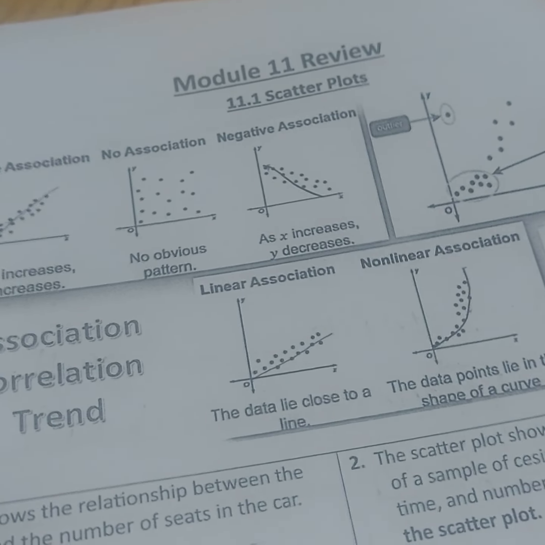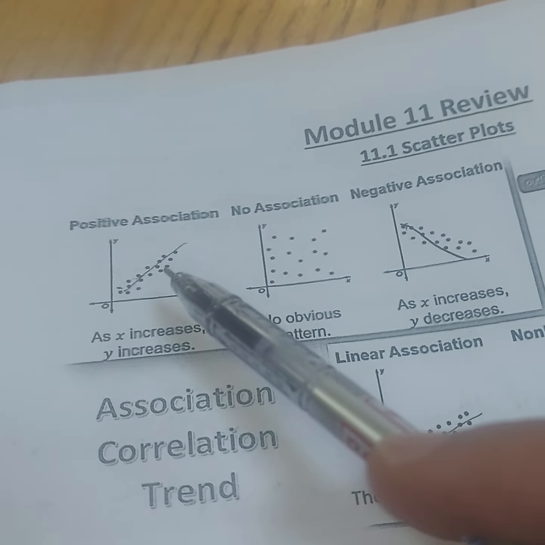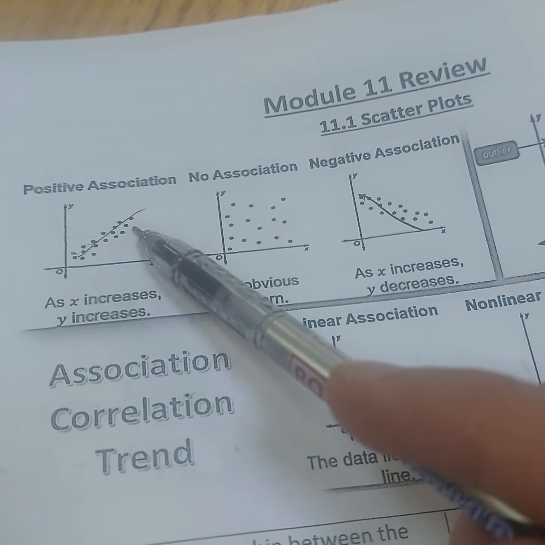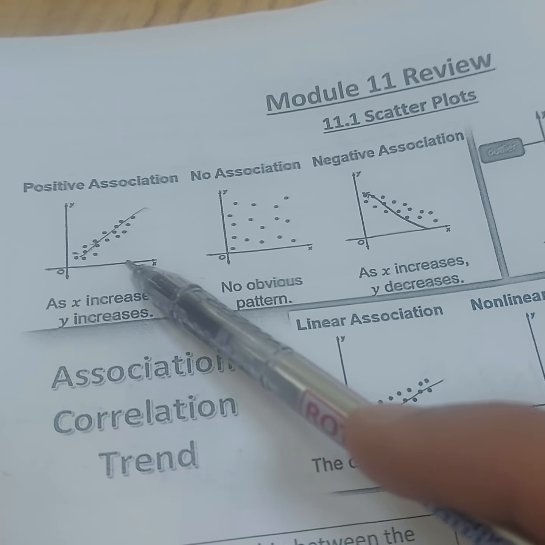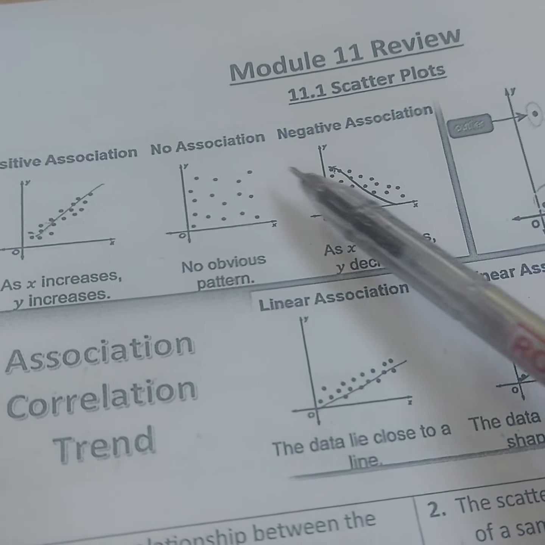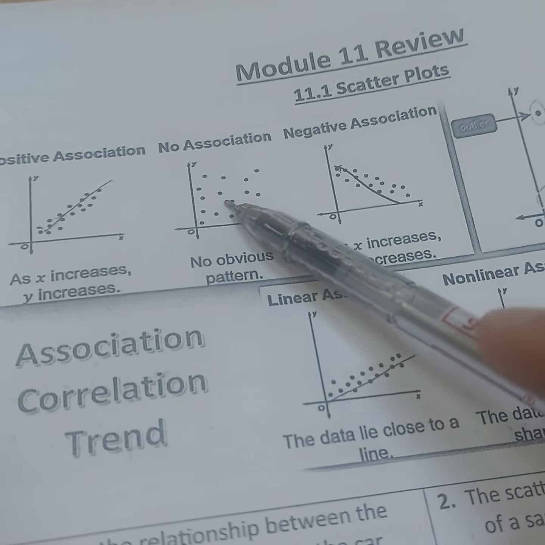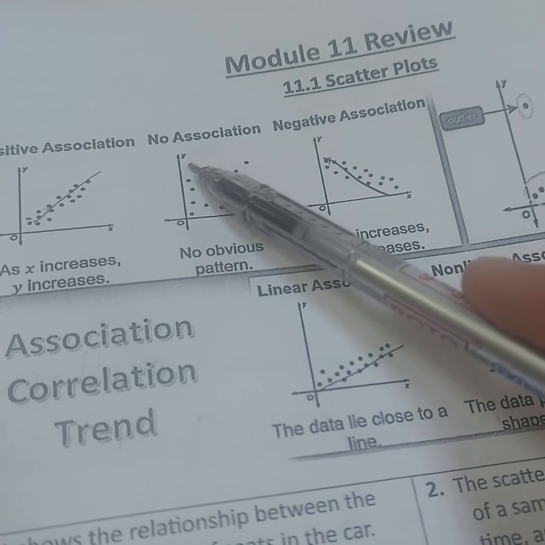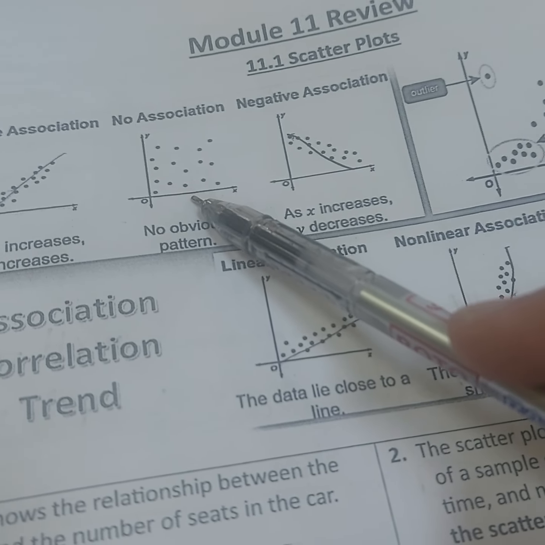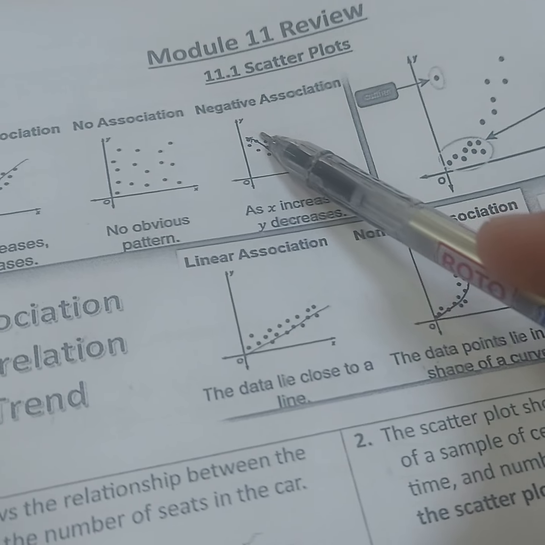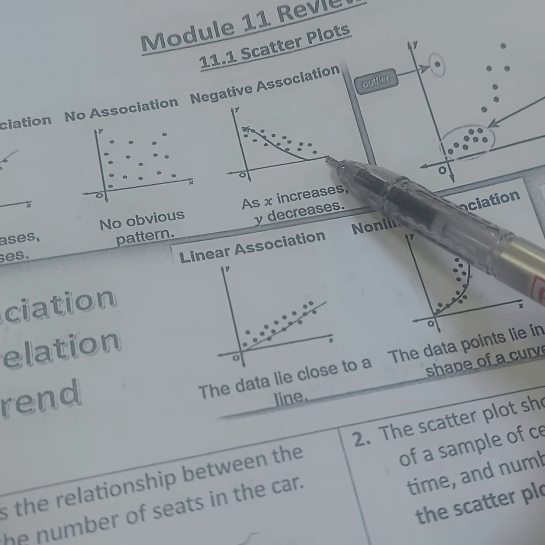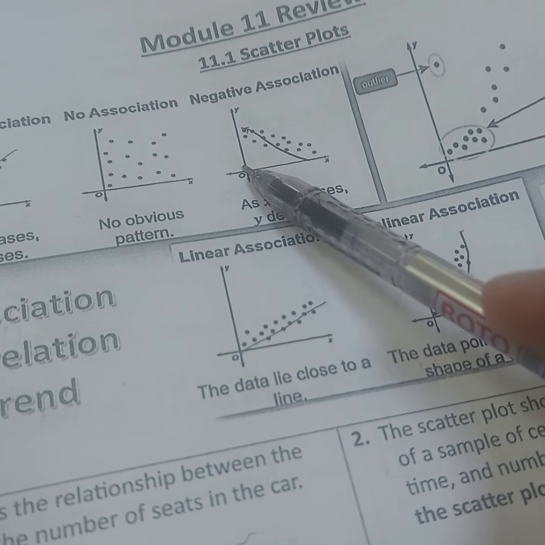Module 11 review. Scatter plots. These plots are talking about the scatter plot. So it is either positive, going up, as x increases, the y also increases. Or it is no association at all. No association at all, the points are just scattered without a pattern. And the third one here is negative association, going down. As x increases, the y decreases.